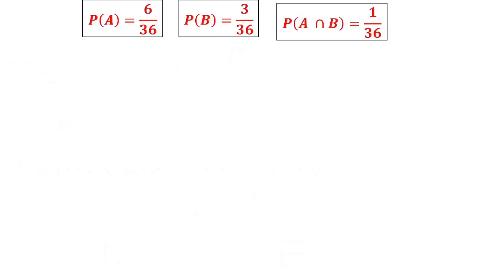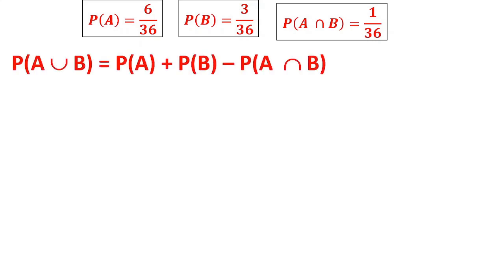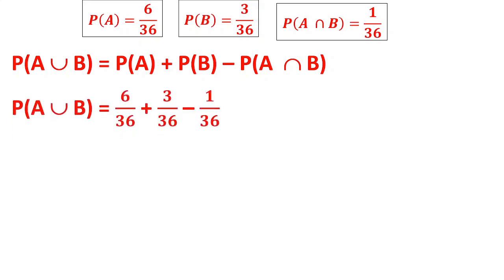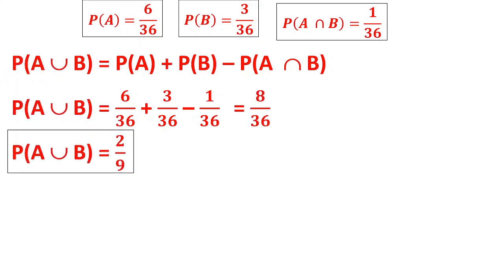And we find the probability of A union B by making use of the addition theorem of probability: P of A plus P of B minus P of A intersection B. Therefore, it is 6 by 36 plus 3 by 36 minus 1 by 36. The answer is 8 by 36, which is 2 by 9.